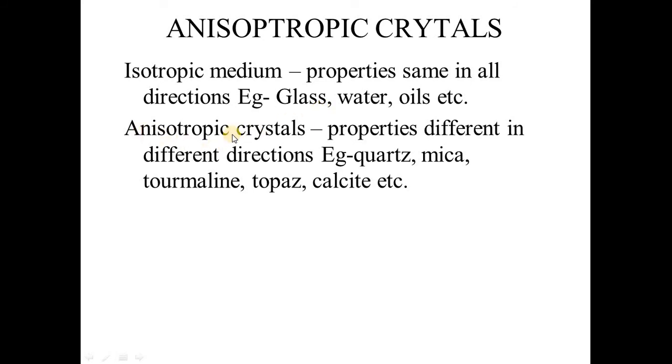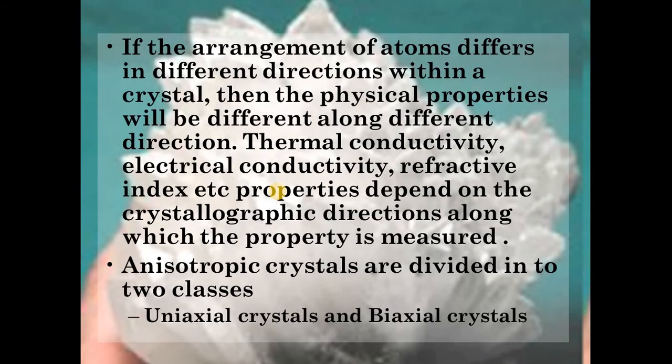Next is the anisotropic medium. These are basically crystalline in nature, and these are the materials that show different properties in different directions. Double refraction and anisotropic crystals are linked. Examples of anisotropic crystals are calcite, quartz, mica, tourmaline, topaz, etc. All these materials show double refraction, that is, properties remain different along different directions, which means they are anisotropic crystals.